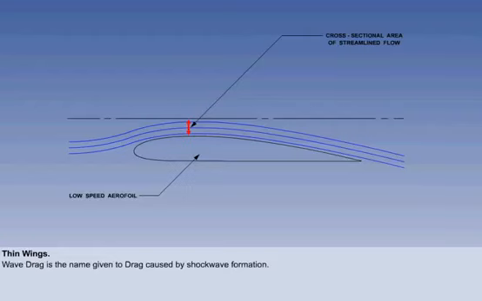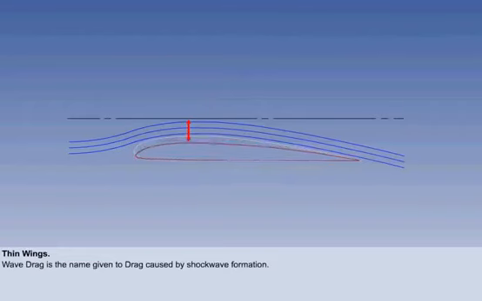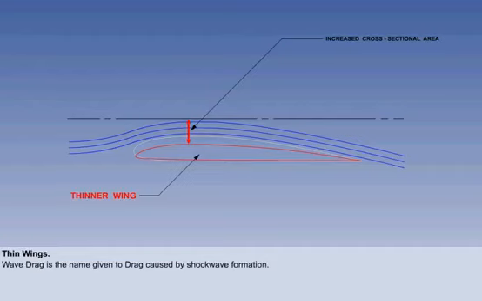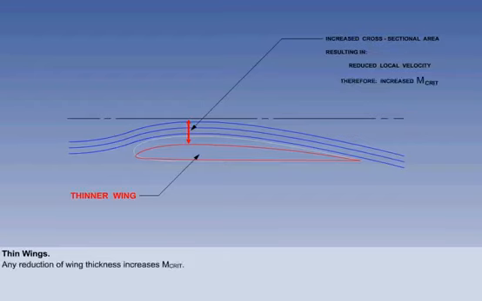There are several methods of increasing Mcrit, the first of which is the thin wing section. A thinner wing increases the cross-sectional area of the streamlined flow. This results in a reduction in local velocity. Therefore, Mcrit is increased.